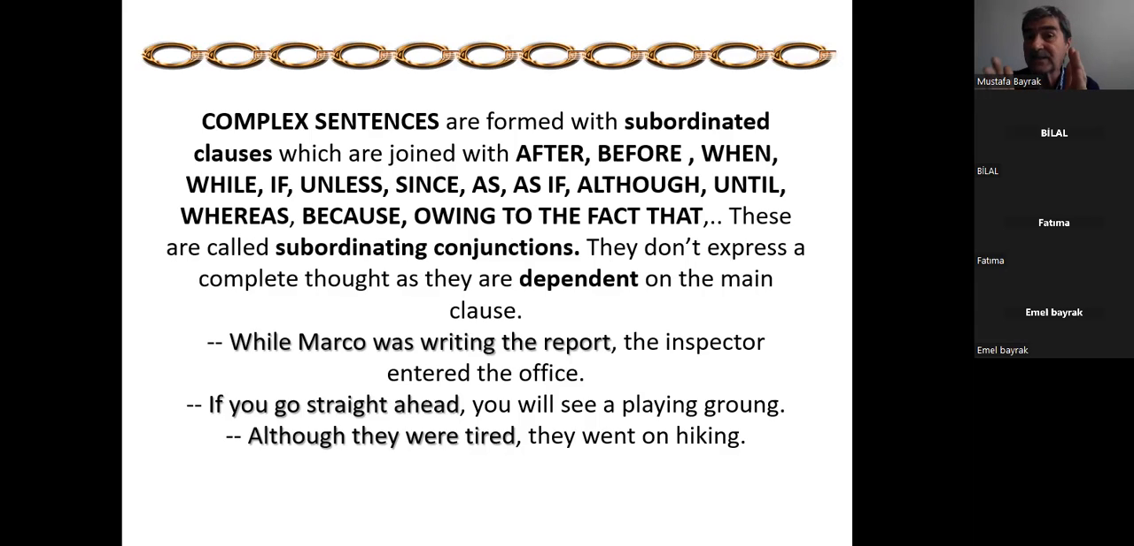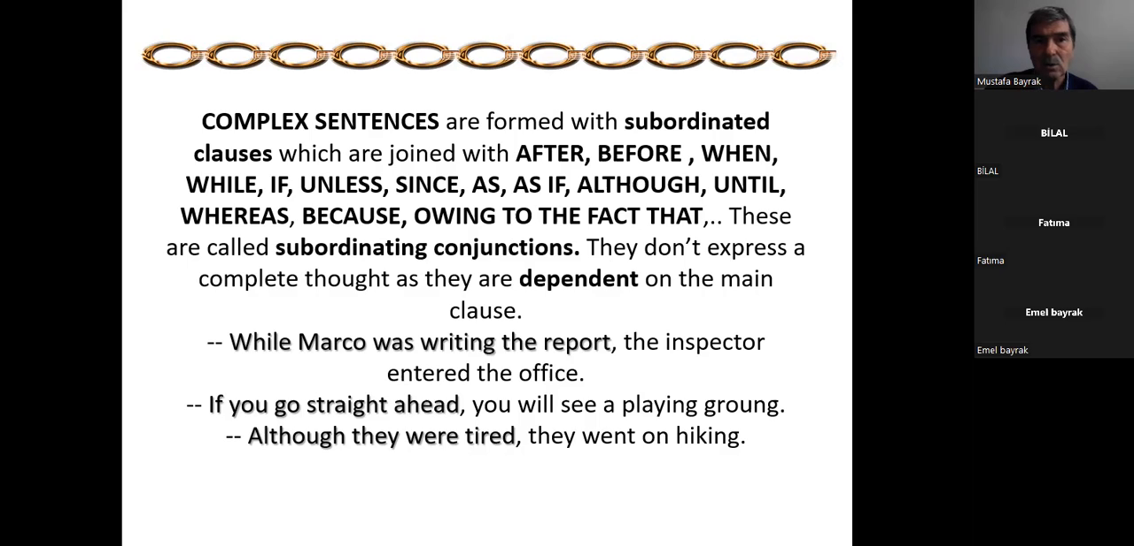Although there is a complete sentence structure after before, after when, after while, after if, there is a complete sentence structure, but it's a clause. It doesn't have a complete meaning in it. So it depends on the main clause. It is very clear. You know them, in fact. Okay.